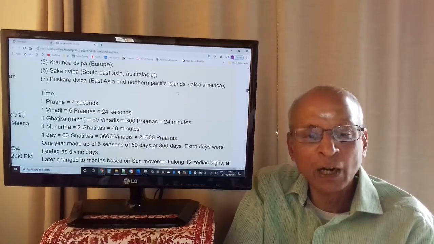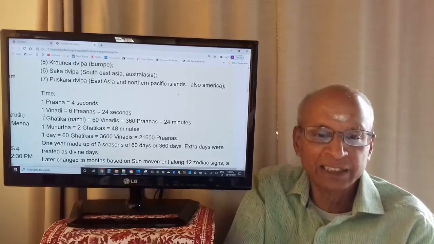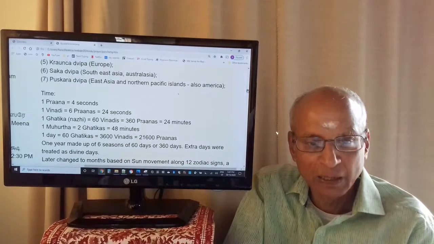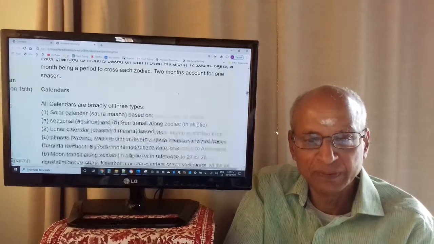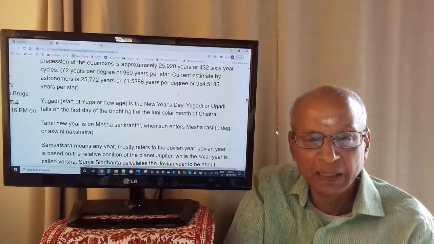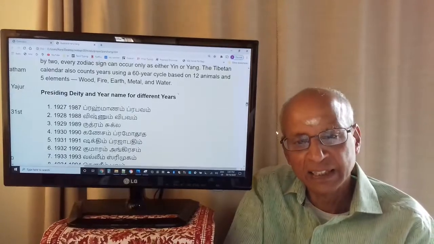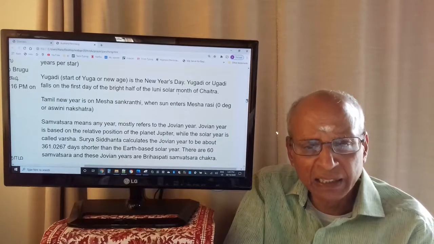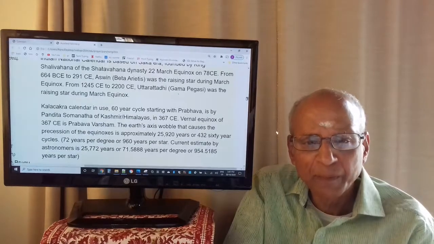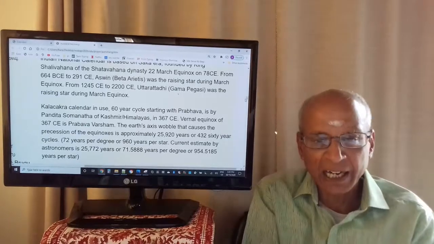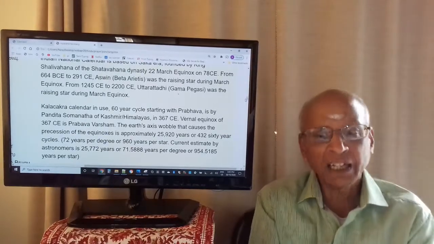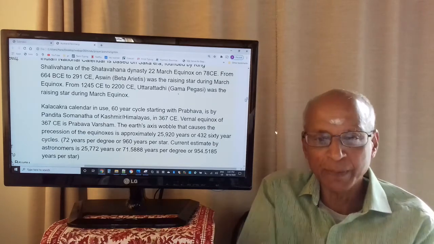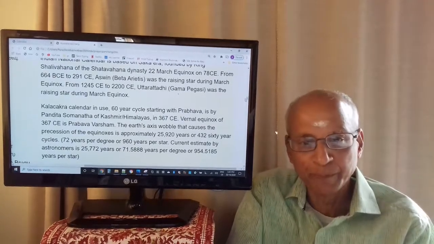And it is how the Indian system works: 1 prana is 4 seconds, 1 vinadi is 6 pranas, everything coming from the breath. 1 year is made up of 6 months. So these are the years. We have a 60-year cycle, called the Kala Chakra calendar. The Kala Chakra calendar came into use by Pandita Somanatha of the Kashmir Himalayas in 367 CE.